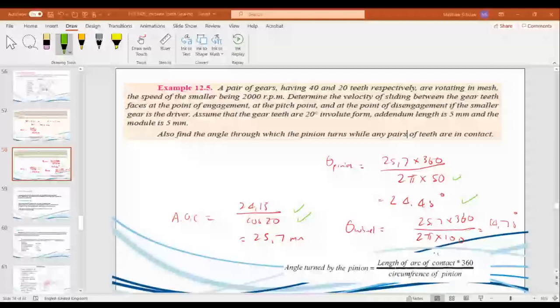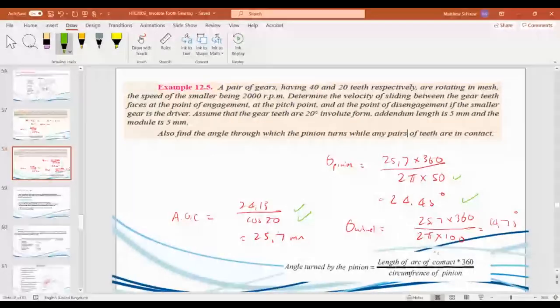So you lost me towards the end. Why did you times it by 100 instead of 50? No, so I was demonstrating for the pinion. If they ask for the pinion, this is what you do: 2 pi times 50. 50 is the pinion's pitch radius. And this one is for the wheel. Okay, I see. That's basically all. Nothing more than that. Thanks.